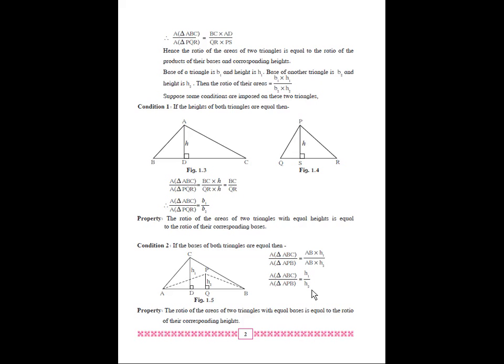From this second condition, we conclude the property that the ratio of the areas of two triangles with equal base is equal to the ratio of their corresponding heights. When their base is equal, then their ratio is equal to the corresponding heights, that is H1 and H2.